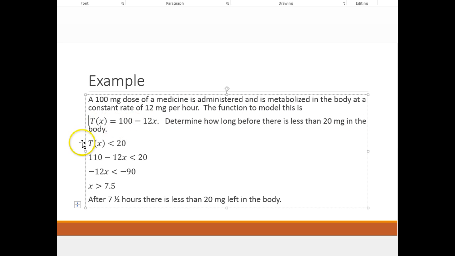So I want to find out when the amount of the substance in the body, t of x, is less than 20. So t of x is 100 minus 12x is less than 20. I'm going to subtract 100 from both sides to get negative 12x is less than negative 80. Divide both sides by negative 12, my inequality flips, so x is greater than 7.5. So after 7.5 hours, there's less than 20 milligrams left in the body.